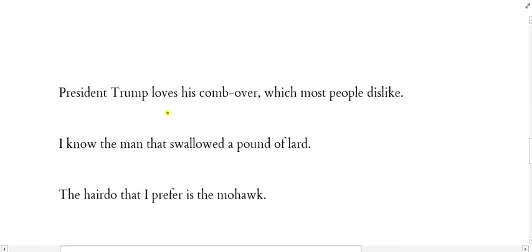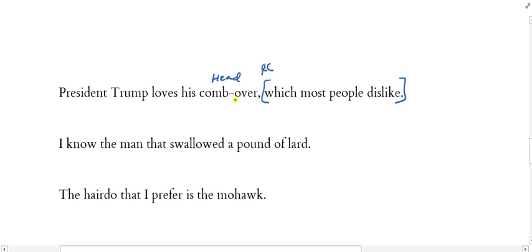President Trump loves his comb-over, which most people dislike. I'm sure I'm speaking for most people. Anyhow, my main clause is President Trump loves his comb-over. The head of the relative clause, which most people dislike, is comb-over. This relative clause here is describing or modifying the comb-over. It's telling me something about his comb-over.